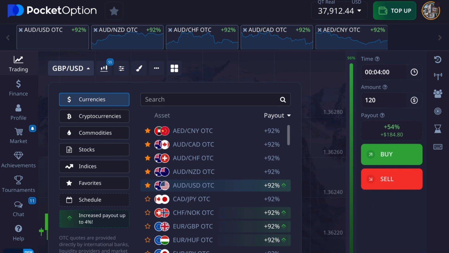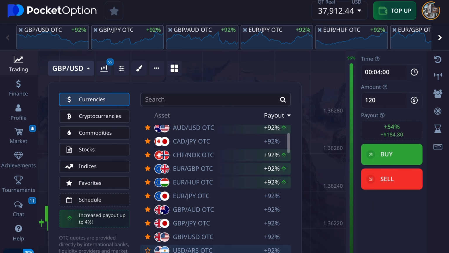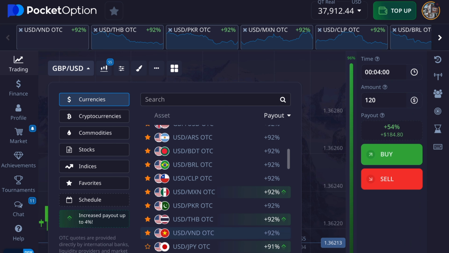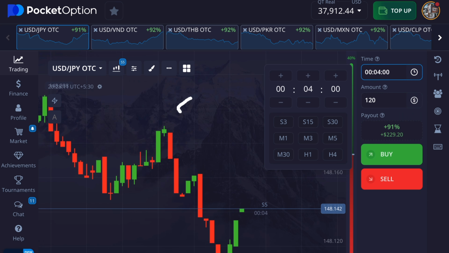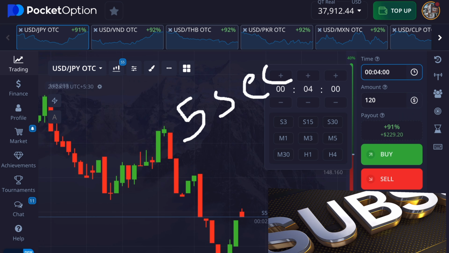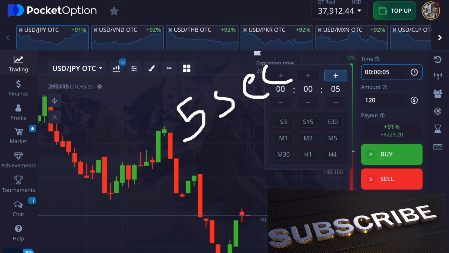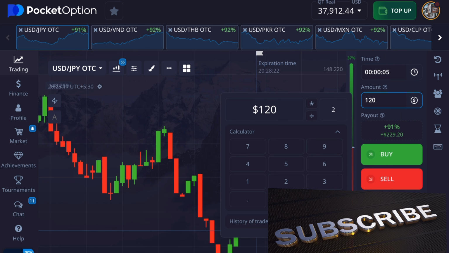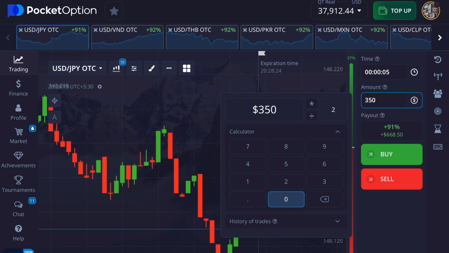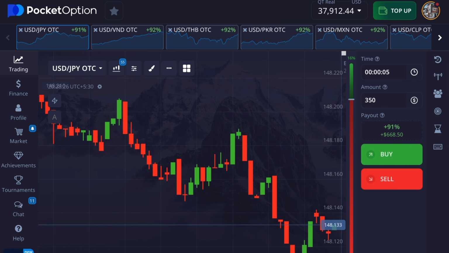I have set the candle timing to 5 seconds here, and now I am adding some currencies, and then I also need to set the expiry timing. So I will set the expiry timing to 5 seconds here, and I have set today's trade amount. So I have added all the functions here.